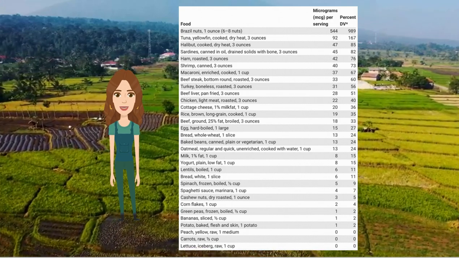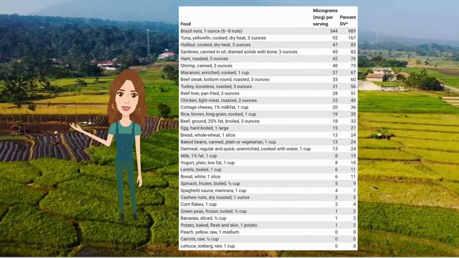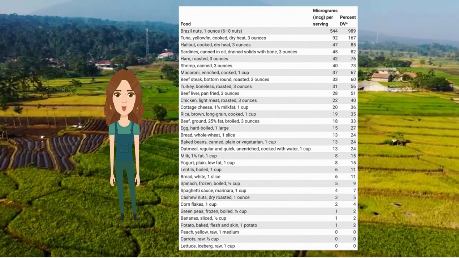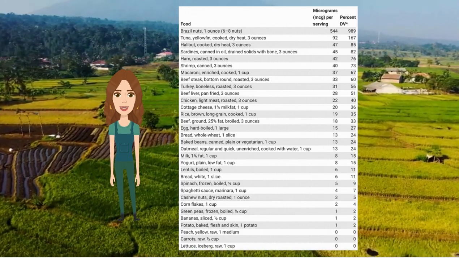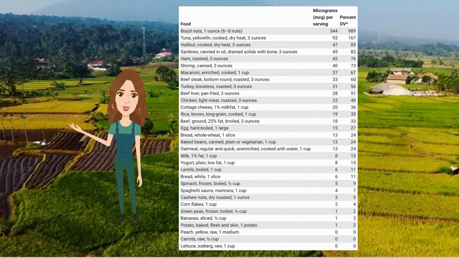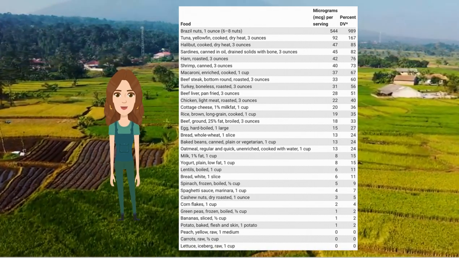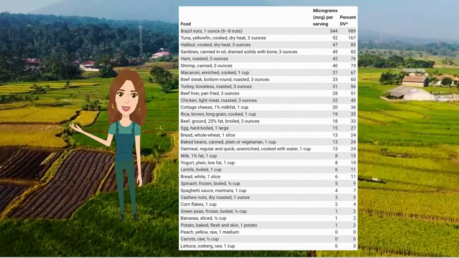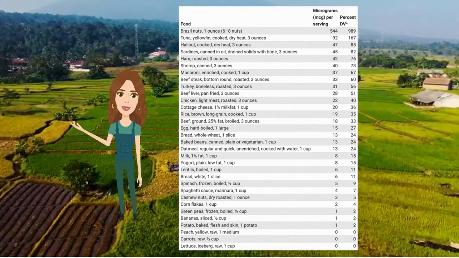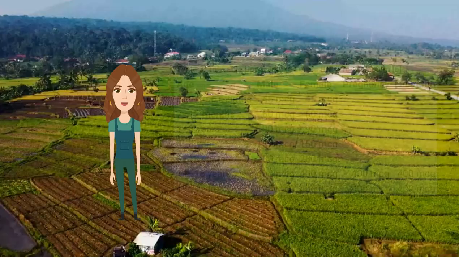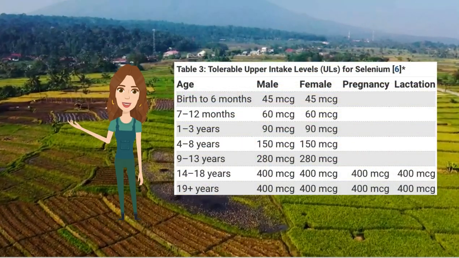While selenium is essential, it is not naturally found in many foods at significant levels. As you can see here, the food sources with the most abundant levels of selenium are Brazil nuts, meats, and animal products. These foods are typically expensive and are not accessible to many people. There are also very few plant sources of selenium, making it difficult for people following plant-based diets to achieve an adequate level of selenium. Another important point to consider is selenium toxicity.